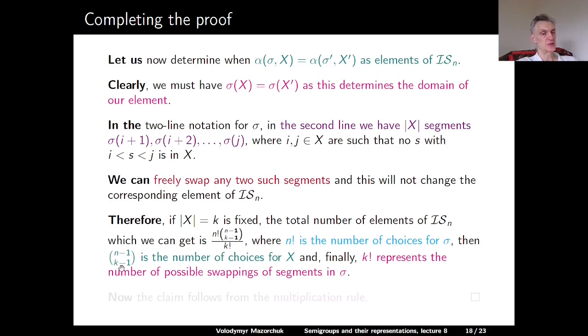And n minus 1 choose k minus 1 is the number of choices for x. So x contains n, that's a fixed element, and the remaining k minus 1 elements are free to choose out of the remaining n minus 1 elements. And finally, x has k segments described above, and we can freely swap them. So that's k factorial possible swappings of segments in sigma. And now the claim follows from the multiplication rule.